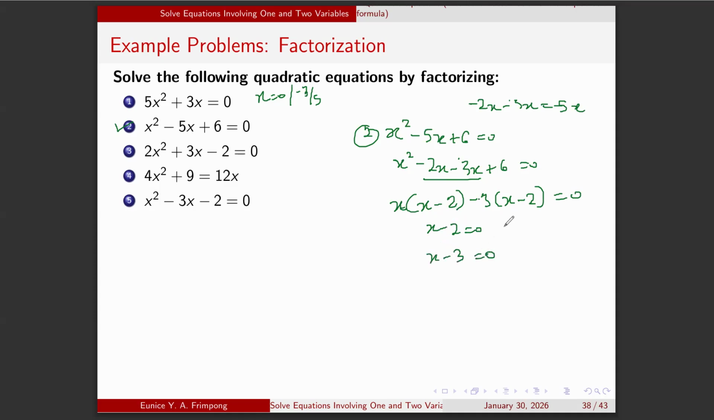So we can find x here. This implies that x is equal to 2, and this implies that x is equal to 3. Therefore, for this number 2, the solution to the quadratic equation is that x is equal to 2 or 3. So now try your hands on question 3, 4, and then 5.